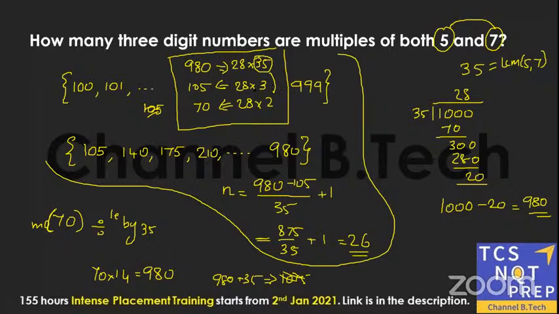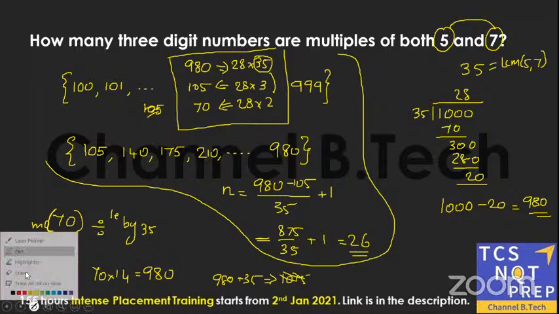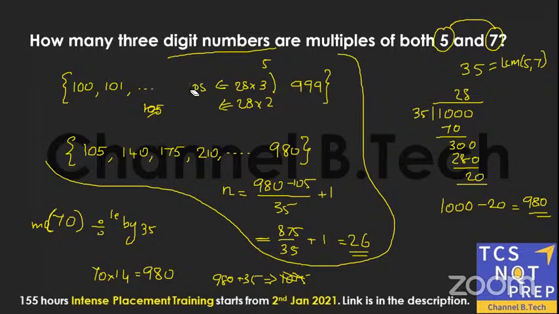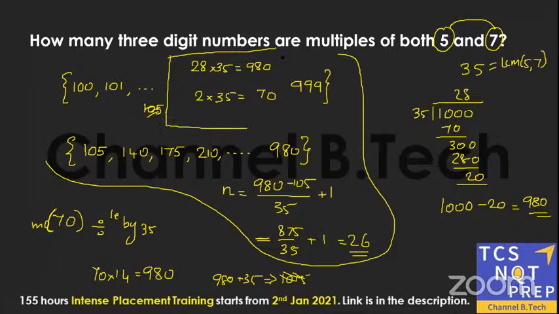Wait 1 minute. 28 into 35 will give you 980, which is the largest 3-digit number divisible by 35. 2 into 35 will give you 70, which is the largest 2-digit number divisible by 35, right? To get the answer for this question, 28 minus 2, 26. That is all you need to do. This can be achieved if you can find out the multiples easily like this. So from 28 subtract 2, you get 26. This will be your answer.